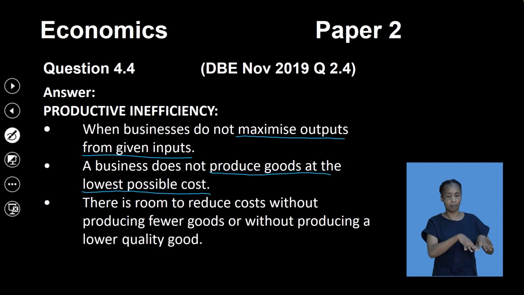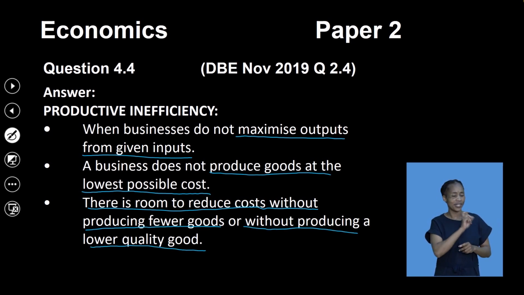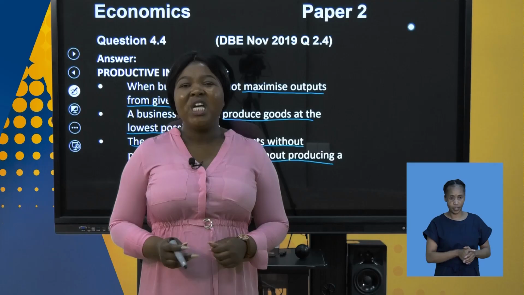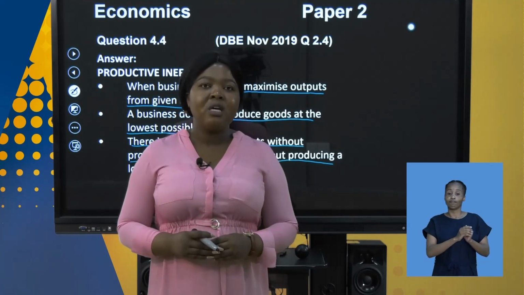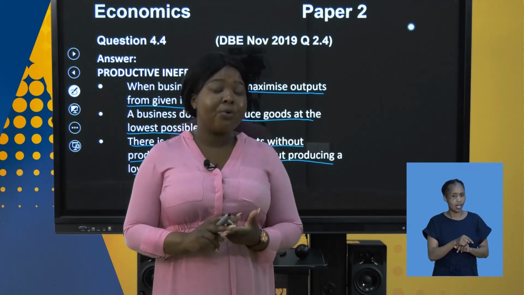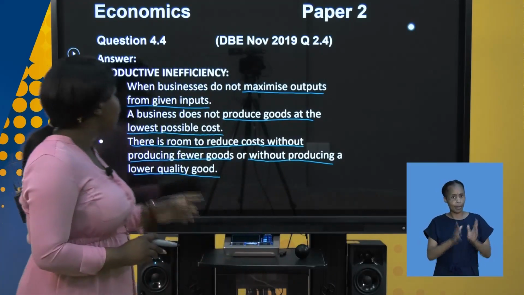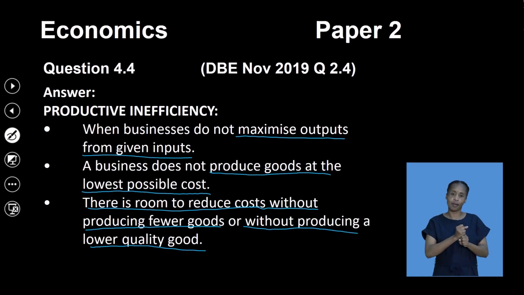And then the next point says there is room to reduce costs without producing fewer goods or without producing a lower quality good. So basically with productive inefficiency, what it means is you are able as a business to lower your production cost per unit, number one, without compromising on quality, and also secondly, without reducing the quantity of the goods that you are producing. So that is productive inefficiency.